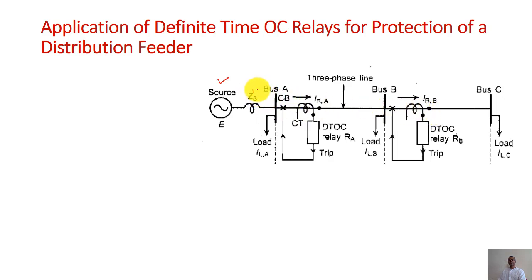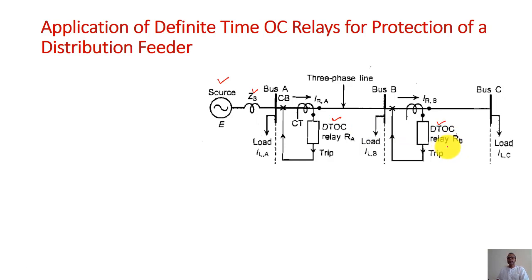And Zs is your equivalent source impedance, and the feeder is having three buses, bus C, bus B, and bus A, and the loads are connected, having load currents ILA, ILB, and ILC. And there are two relays connected, relay A and relay B. So obviously if we see this structure, we are thinking that this is a three-phase line and the relays are all definite time overcurrent relays, right? So already we know the characteristic of definite time overcurrent relay.